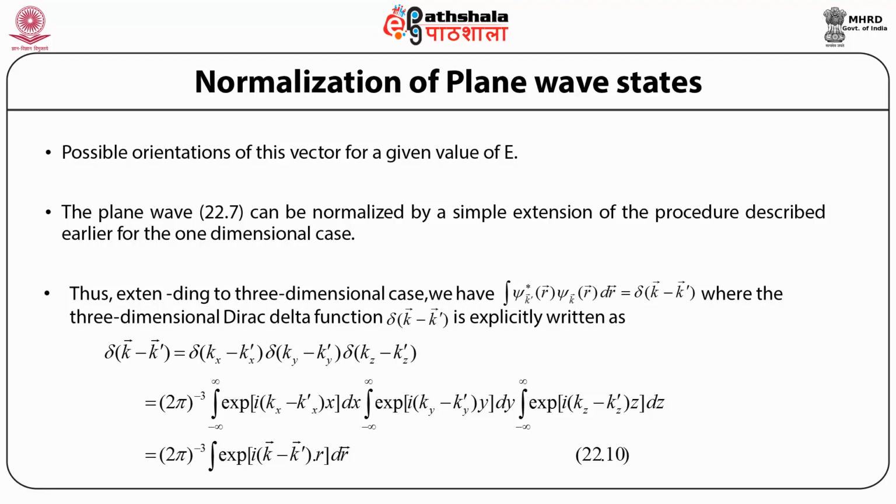which is equal to delta(k minus k prime), where the three-dimensional Dirac delta function delta(k minus k prime) is explicitly written as delta(kx minus kx prime) into delta(ky minus ky prime) into delta(kz minus kz prime), equals 2 pi to the power minus 3 integration minus infinity to plus infinity exponential i (kx minus kx prime) x dx into integration minus infinity to plus infinity exponential i (ky minus ky prime) y dy into integration minus infinity to plus infinity exponential i (kz minus kz prime) z dz, which is equal to 2 pi to the power minus 3 integration of exponential i (k minus k prime) dot r into dr.